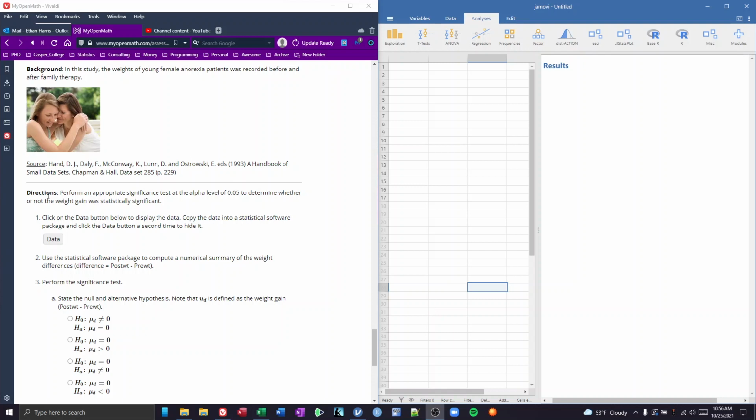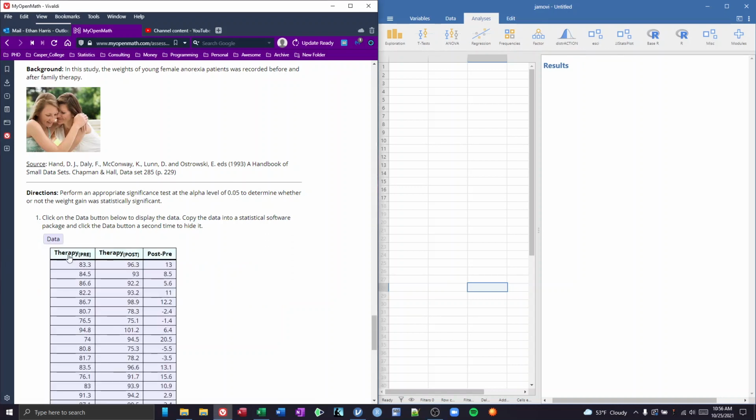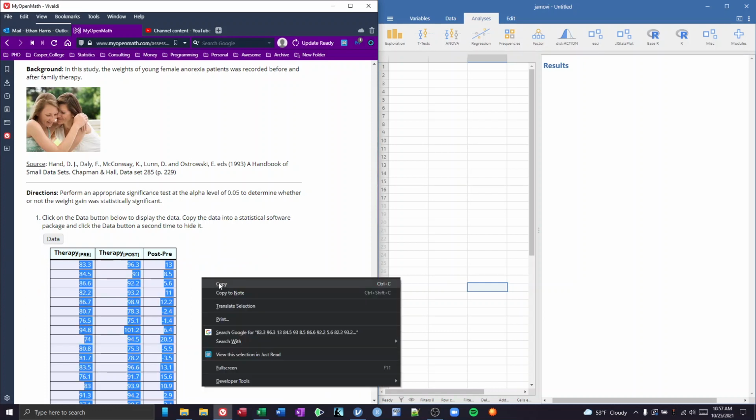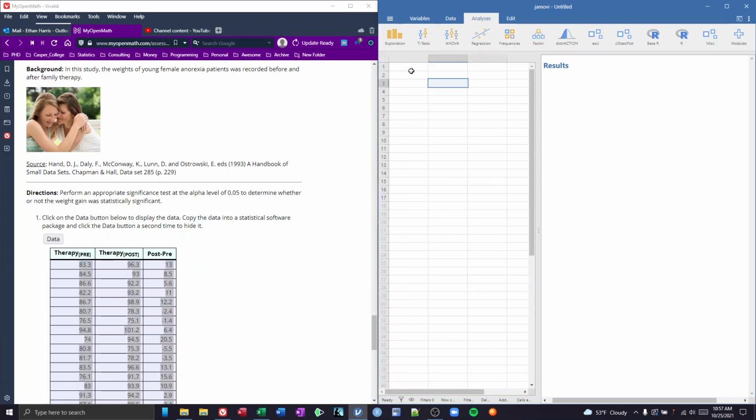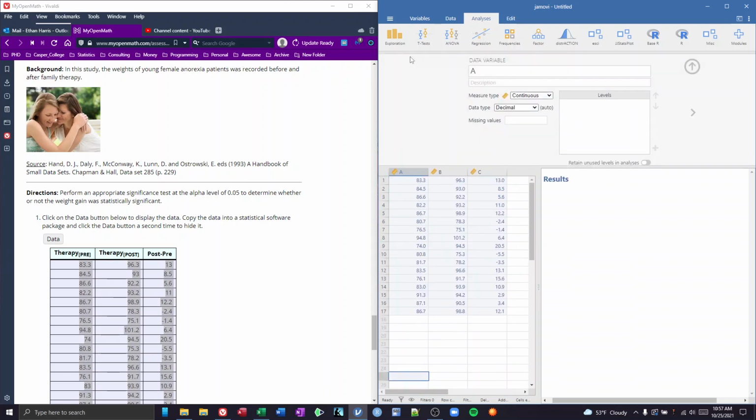And here we go. Directions. We're going to perform an appropriate significance test at the alpha level of 0.05 to determine whether or not the weight gain was statistically significant. Okay, so we're going to grab the data and copy it and paste it in. Okay, so let's go ahead and relabel these.